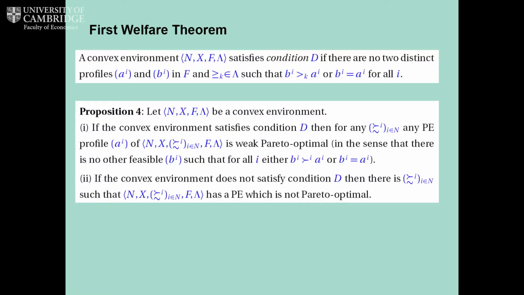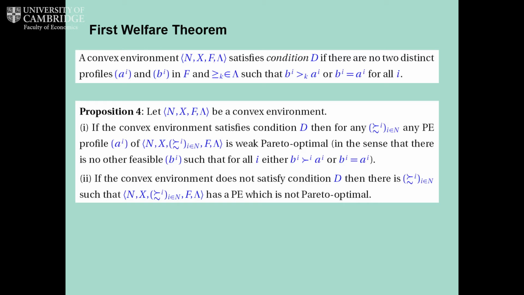It will be very familiar to you. A convex environment or economy satisfies condition D if there are no two distinct feasible profiles A and B, and some ordering K, one of the primitive orderings, such that B weakly Pareto dominates A. This is exactly a condition that is satisfied by the expense function, by the relation of more expensive. You don't have two feasible allocations of the endowment such that for every i, the bundle that you get according to B is more expensive than in the profile A, right? We use this property all the time. So it's true there, and this is apparently the sufficient and necessary condition for the first welfare theorem.